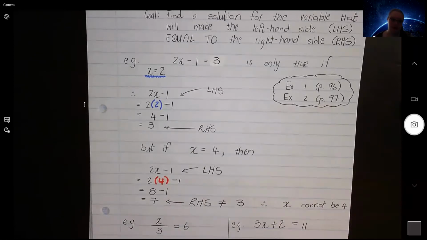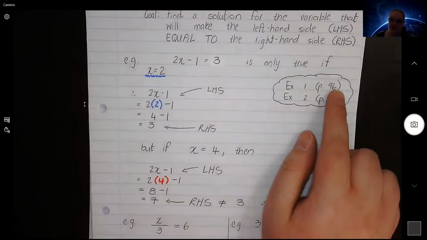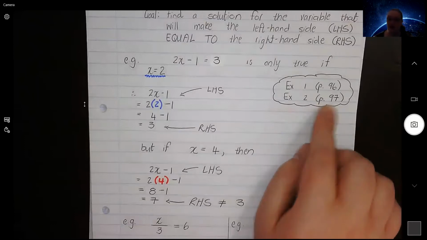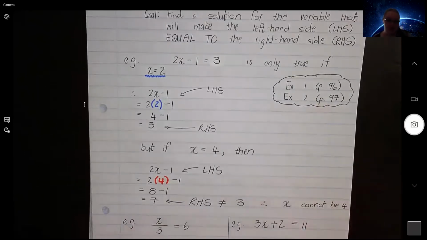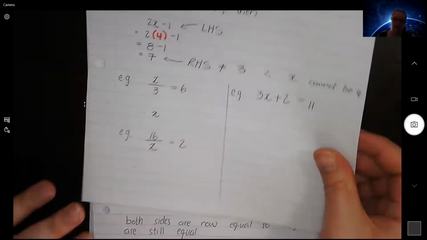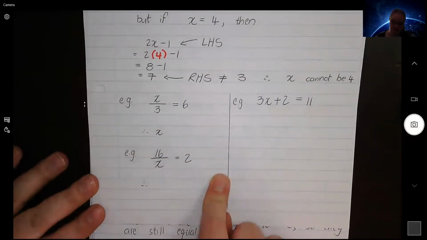Okay. So boys, you can practice this with exercise 1 on page 96 and exercise 2 on page 97. If you have any questions about it, of course, you're welcome to ask me or ask your teacher, depending on whose class you're in.